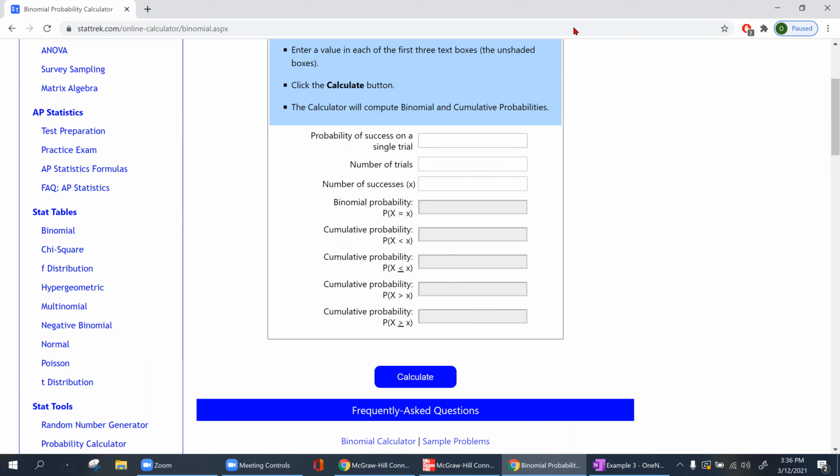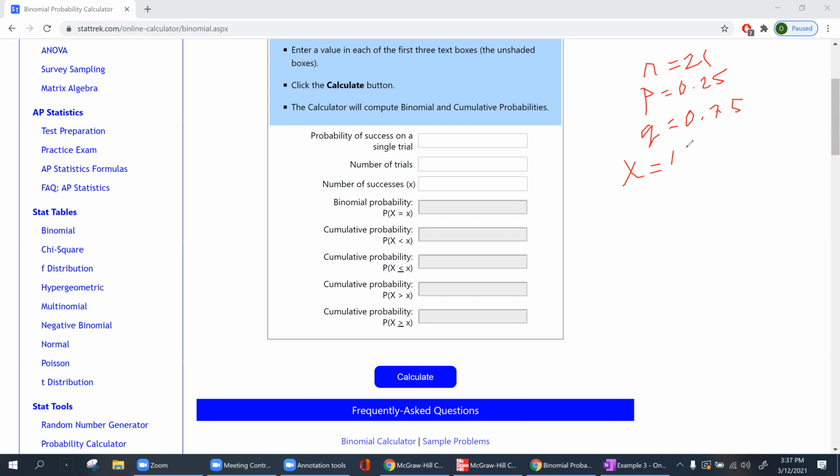So before I forget, let's write out exactly what we have. We had n equals 21, my probability being 0.25, my q we know is 0.75, and my focus was x equals 10, because I know I can use 10 or anything greater than that.